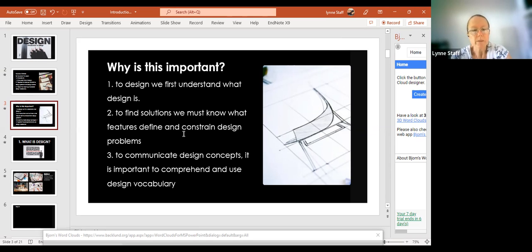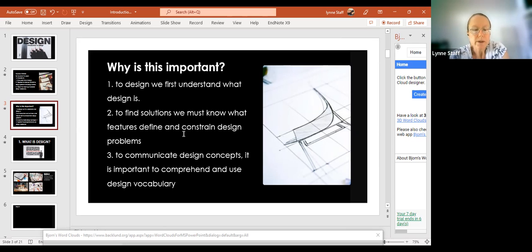Secondly, when we're developing design solutions, we're constrained by various factors. And we need to have an understanding of what those features or aspects are that define and constrain our design problems. So these could be things like a budget, fitting into those economic features. It could be the age group that you're designing for. It could be cultural aspects that may impact upon your design solution. So we're going to look at what they are today as well.